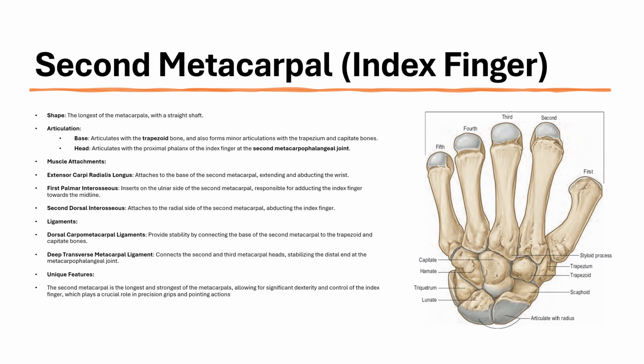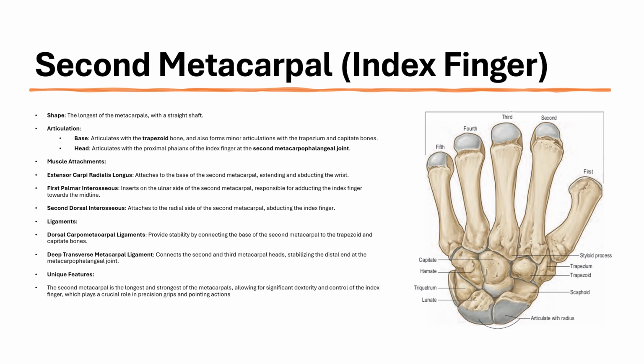There are two ligaments present on it. The one is the dorsal carpometacarpal ligament and the other one is the deep transverse metacarpal ligament. The dorsal carpometacarpal ligament provides stability by connecting the base of the second metacarpal to the trapezoid and capitate bone, and the deep transverse metacarpal ligament connects the second and third metacarpal heads, stabilizing the distal end of the metacarpal joint.